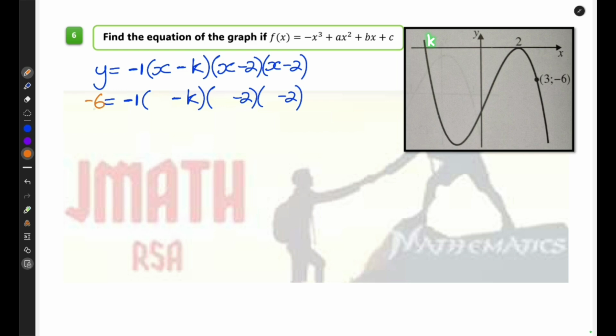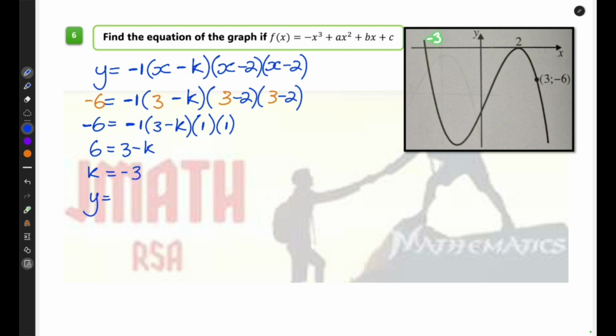So y is minus 6 if x is 3. So now I can just simplify a bit. So minus 6 is equal to minus 1 times (3 minus k). This is just a 1, and this is just a 1. So I'm in actual fact just going to divide by minus 1 on both sides. So 6 is equal to 3 minus k. Take the k to this side and the 6 to the other side. So k is minus 3.